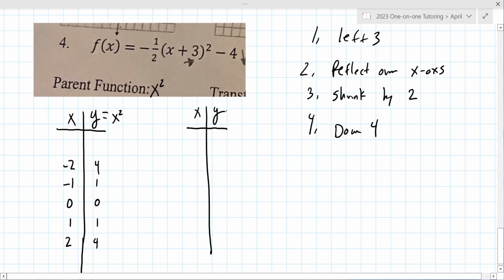All right, so then in the transformed one, I'm asking you here out of 1, 2, 3, and 4, which of these affect the x? Which of these affect the y? Left by 3 affects the x. Does anything else affect the x? Shrunk by 2. That affects y.